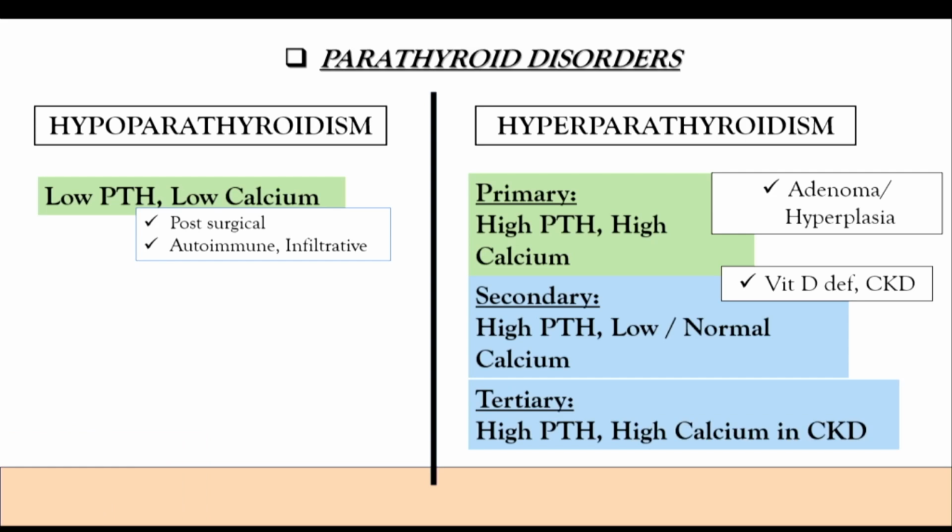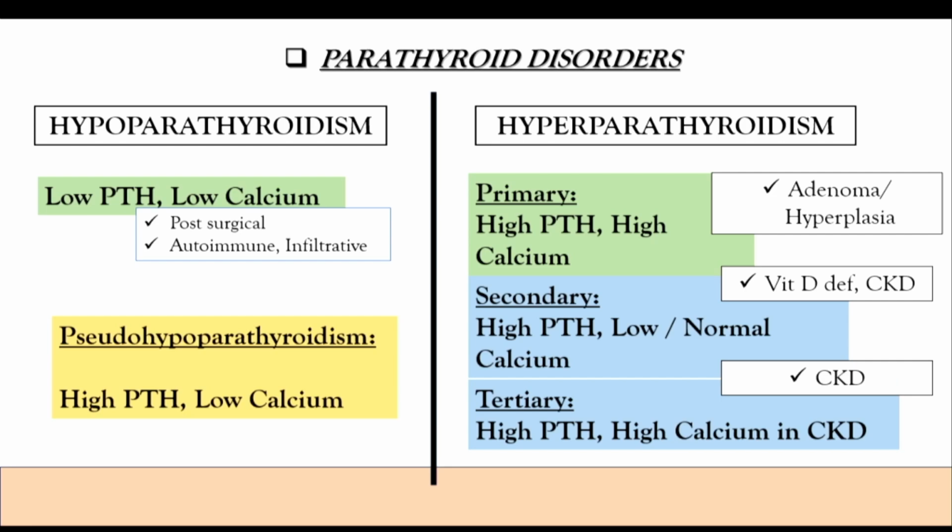And tertiary hyperparathyroidism is when the secondary hyperparathyroidism of CKD becomes autonomous and hypercalcemia occurs from normal calcium; then we call it tertiary hyperparathyroidism in CKD. And then there is one more interesting entity, which is pseudohypoparathyroidism. That means the calcium is low, the patient has frank symptoms of hypocalcemia, but PTH is high. Basically, it is PTH resistance. It is mostly a genetic condition.